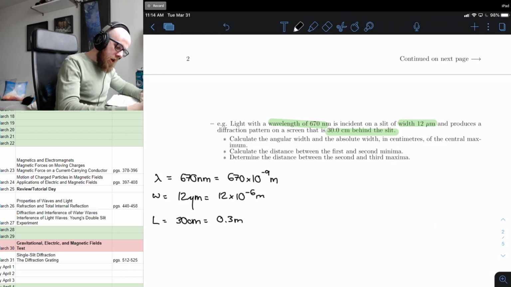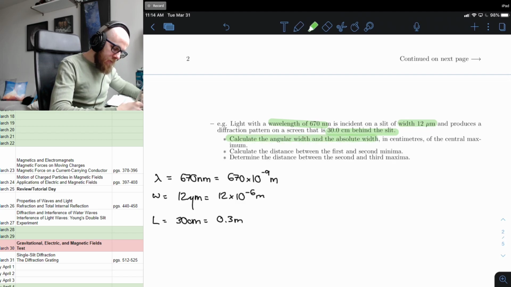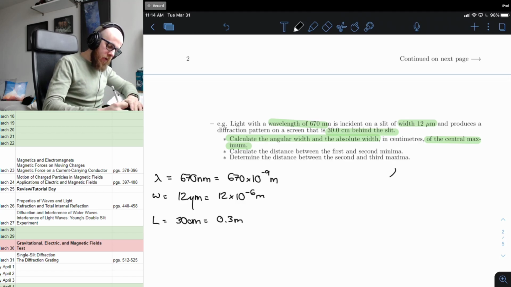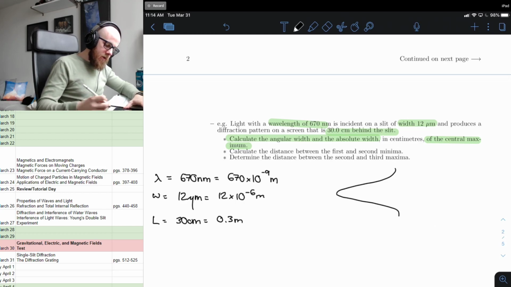The first thing we have to do is calculate the angular width and the absolute width of the central maximum. What that means, drawing out a quick sketch of what's going on here, is that our central maximum will look something like that, right?